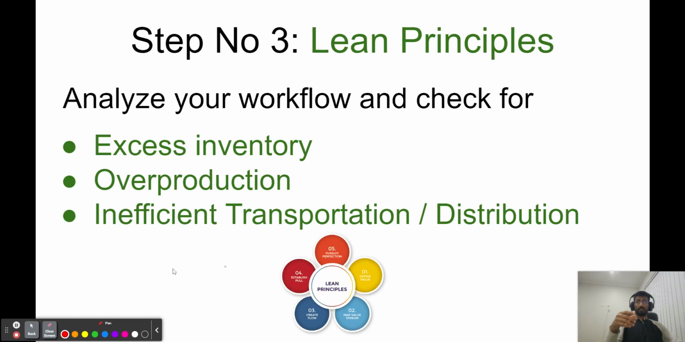Step number 3, lean principles. Having knowledge of lean principles and applying them in your company will definitely make a huge improvement and make things easier for everyone. When a company is going from a small business to a bigger business, it often suffers with problems like overproduction or excess inventory or insufficient or inefficient transportation and distribution channels. So to make sure you don't have all these issues, you use proper lean principles in your company.